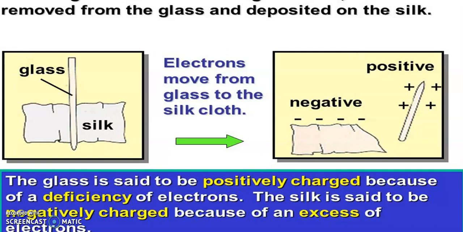So let us understand this even more deeply. When a glass rod is rubbed with a silk cloth, the glass rod loses electrons and those electrons are gained by the silk cloth. Since it is losing the electrons, the glass rod is said to be positively charged. Since the silk cloth is gaining the electrons, it is said to be negatively charged.